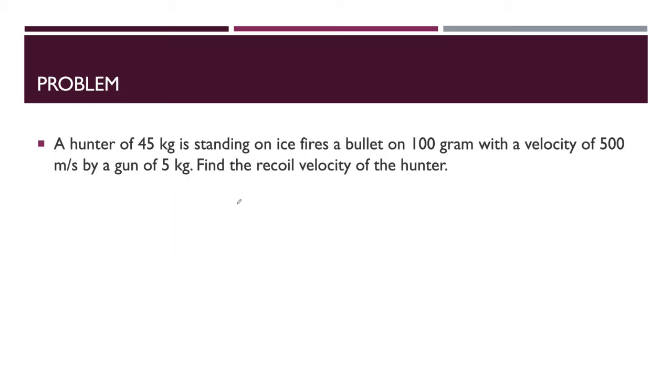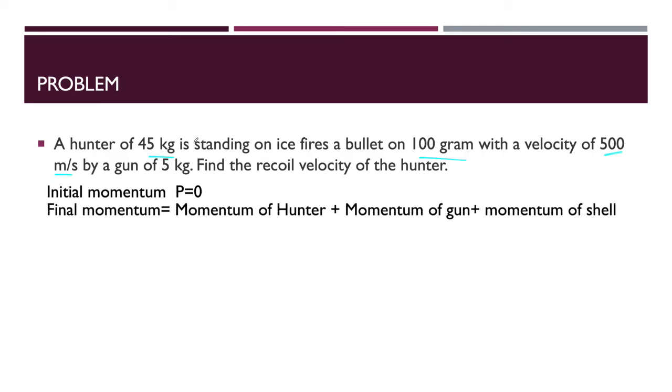Another one you can also see here. A hunter of 45 kg is standing on ice and he will fire a bullet of 100 gram with a velocity of 500 meter per second. So here the bullet has the mass and velocity, and the hunter is standing with the gun. So when the hunter is only standing and not firing, the initial momentum will be 0. And what will be the final momentum?